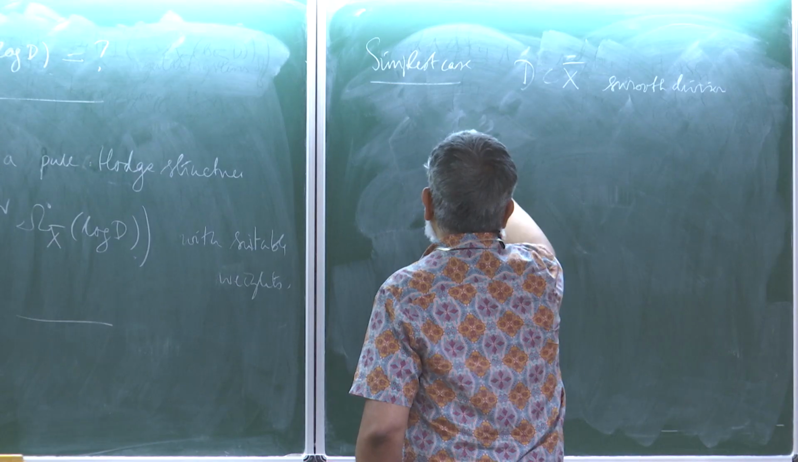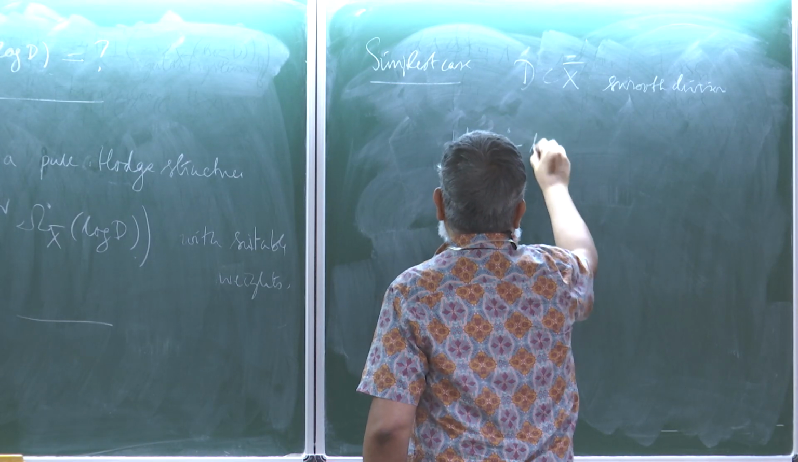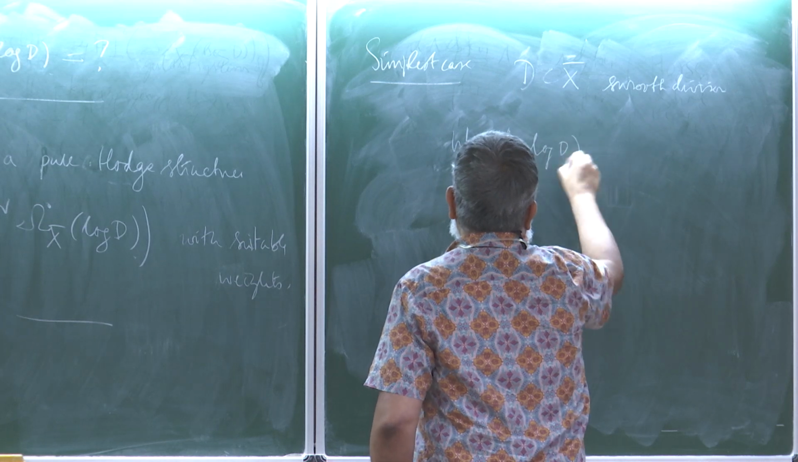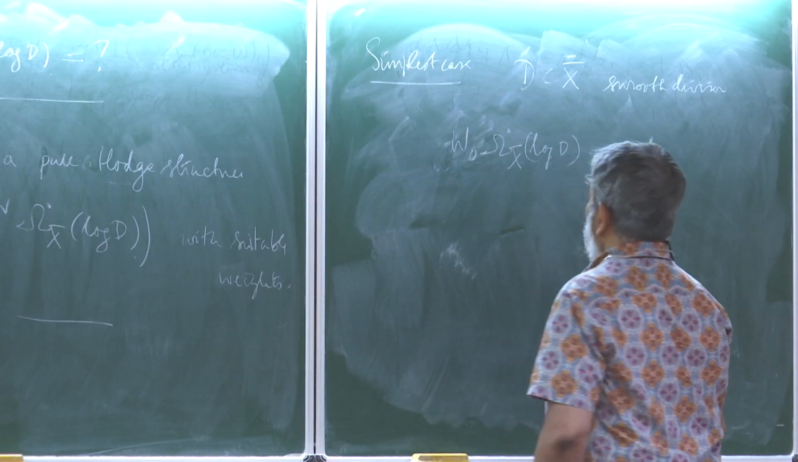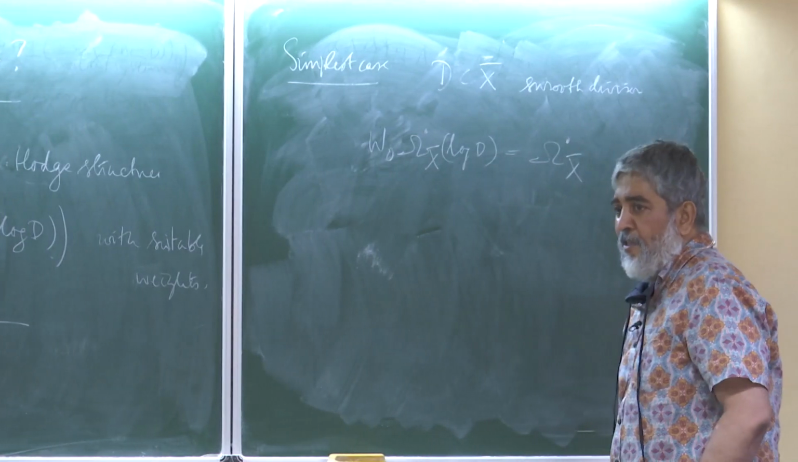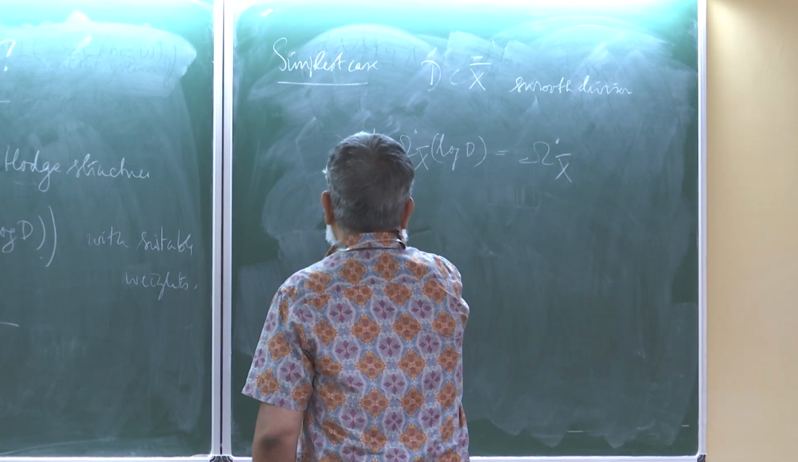So W_0, as Nitin and Srinivas already remarked, is just omega dot X bar, because you're not allowing any poles. So really the interest is what is gr_1^W.